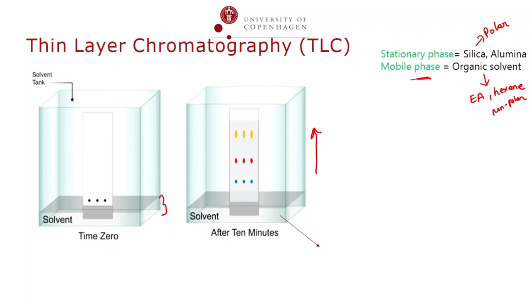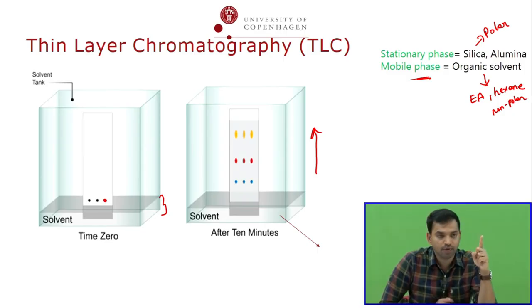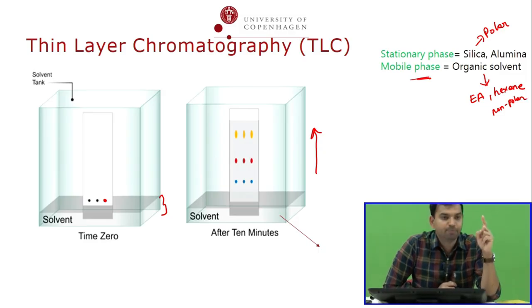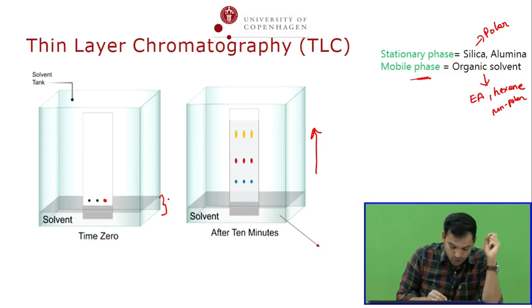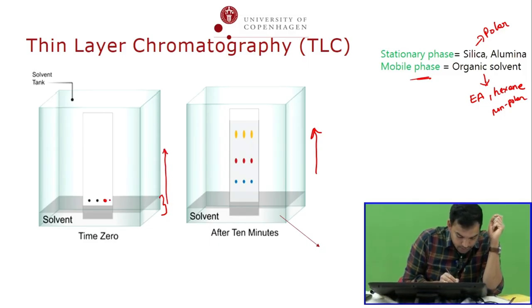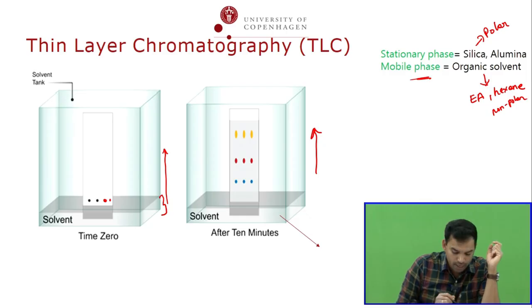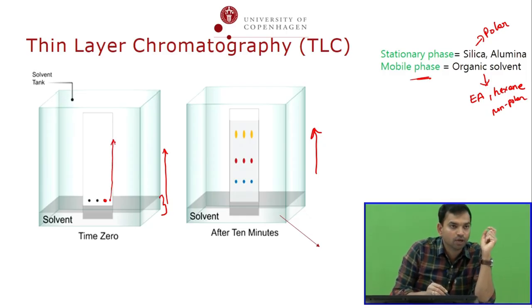Now what happens? The solvent moves against gravity because of capillary action. When it is moving, it will start solubilizing the analyte. Now, this analyte, for example, is a mixture of 3 different components. It contains a yellow component, a red component, and a blue component. The solvent is moving in this direction. Initially, it will start dissolving this component, and slowly the solvent moves up.